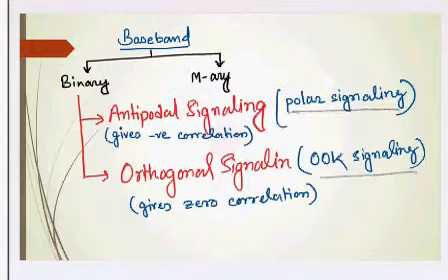So you can classify the baseband binary modulation in two types. One is called antipodal signaling, another is called orthogonal signaling. Antipodal signaling is analogous to polar signaling, which gives basically negative correlation, and orthogonal signaling is like on-off keying, which gives zero correlation. The negative correlation is one of the advantages over zero correlation. It reduces the probability of error.